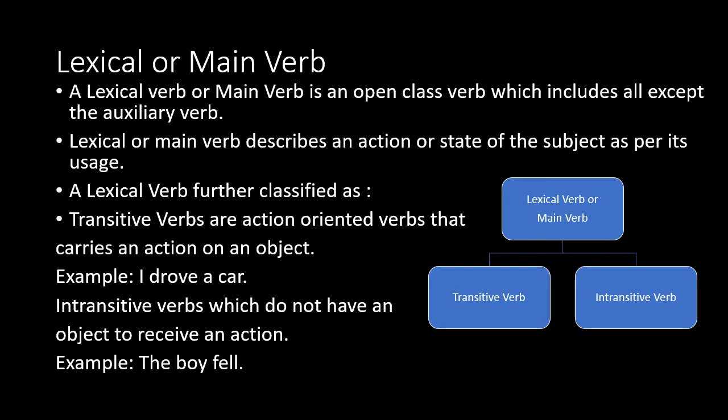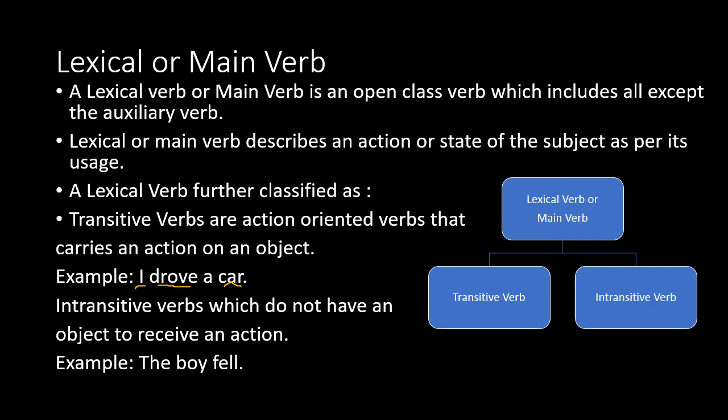For instance, see this example here. I drove a car, right? So I is the subject here. Drove is an irregular verb, ladies and gentlemen. This is the verb in this sentence, and car is an object. So drove is the past form of drive, right? Who drove? I. And what did I drive? A car. So car is an object, drove is the transitive verb, and I is the subject. So we have the subject, the verb, and the object. So it becomes a transitive verb.